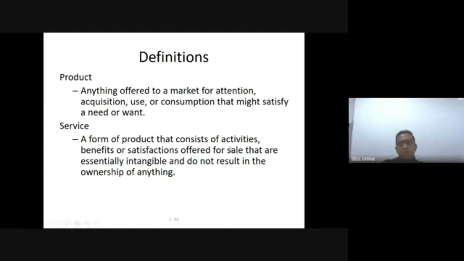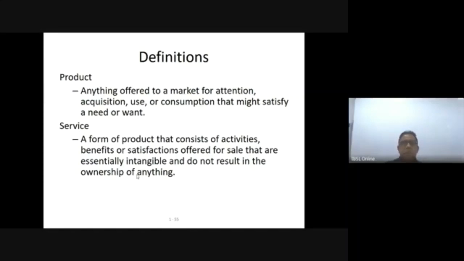Service, a form of product, consists of activities, benefits, or satisfaction offered for sale that are essentially intangible and do not result in the ownership of anything. Product is a tangible thing, and you can own the product, you can buy it and own it. But service is an intangible thing. You go and use the service or enjoy the service, and you cannot own it. Do not result in the ownership. Right?